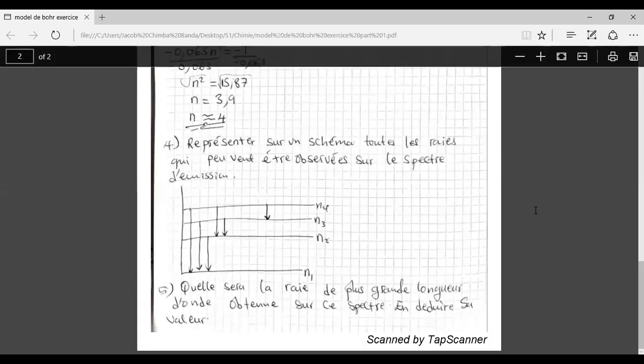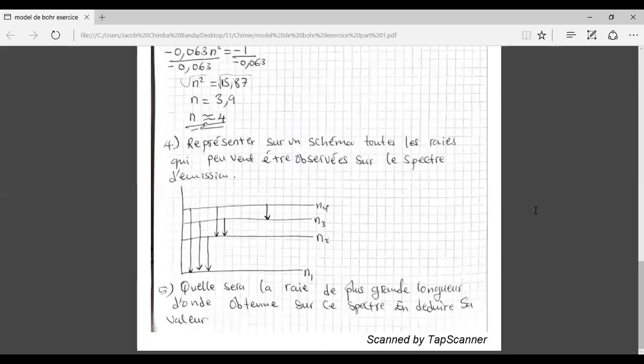Then question five was: quelle sera la ray de plus grand longueur obtenue sous ce spectre en déduisant sa value? So here they're asking, according to the diagram which you have drawn, what will be the ray which, after you do your calculations, will have the longest wavelength? Is it when you move from N4 to N3, or N4 to N2, or N4 to N1, which one has the longest wavelength?